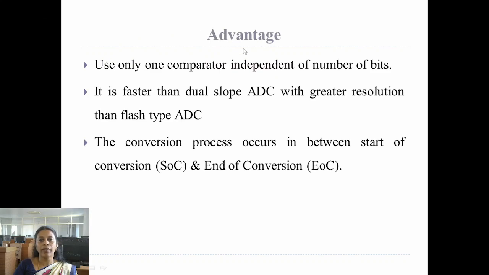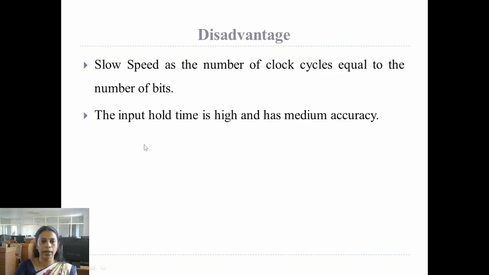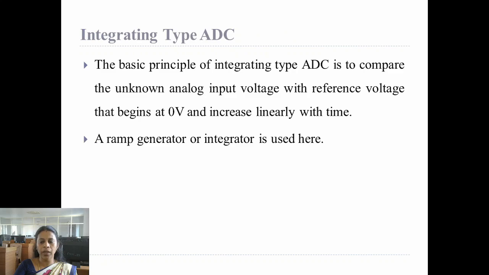This is the main advantage of a successive approximation type analog to digital converter, in which we have only one comparator that is independent of the number of bits. So it is faster than the dual slope analog to digital converter and with a higher resolution than the flash type. Here the conversion process lies between the start of conversion signal and the end of conversion signal. The drawback of this successive approximation is its slow speed. We have a number of clock cycles to find the correct data, so the speed will be slow. The input holding time is high and it has a medium accuracy.